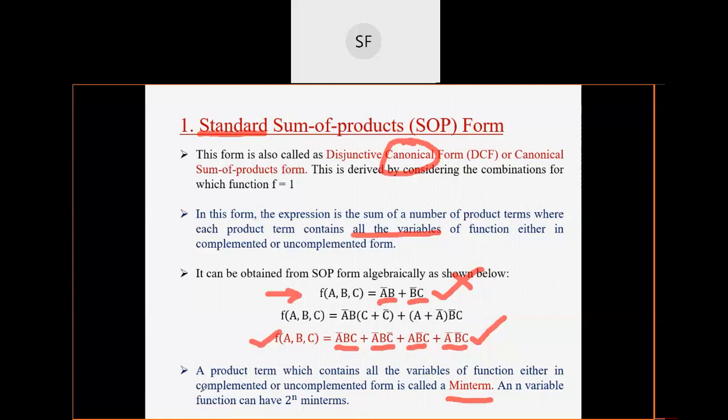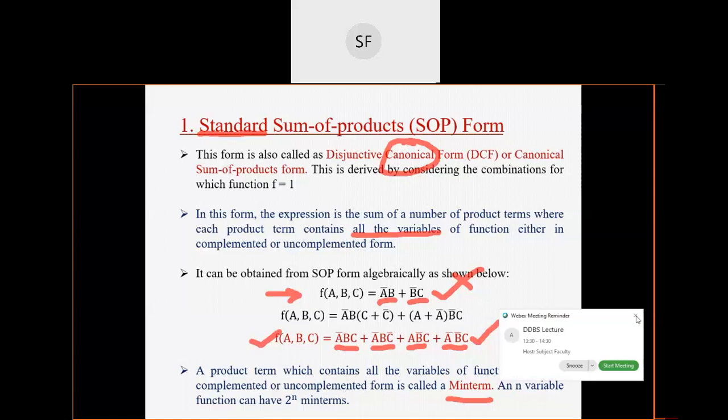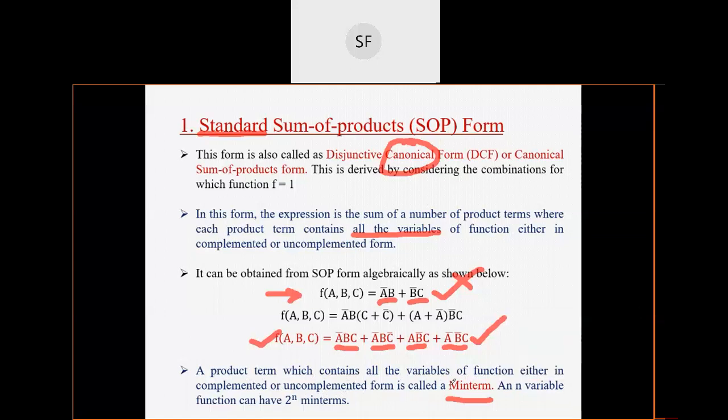Just read the last point: a product term which contains all the variables of the function either in complemented or uncomplemented form. That is, if A bar is there or A is there, both are fine, there is no problem. But if in your term all variables are present, then that product term will be called a min term. In this expression there are total 4 min terms, 1, 2, 3, 4. Why? Because in all the terms 3 variables are present.